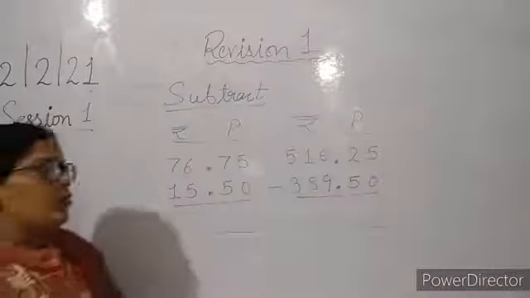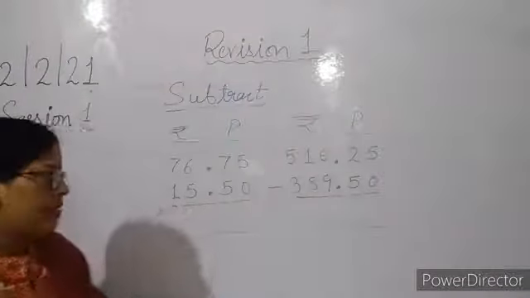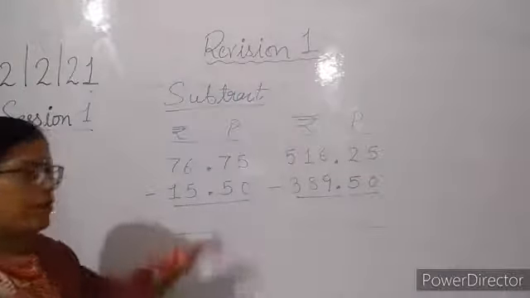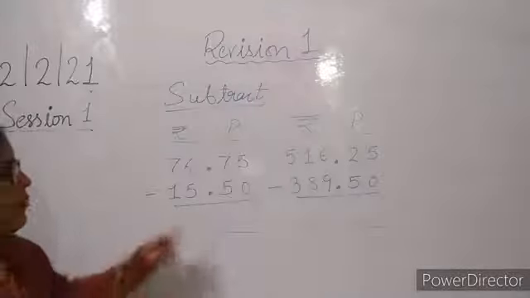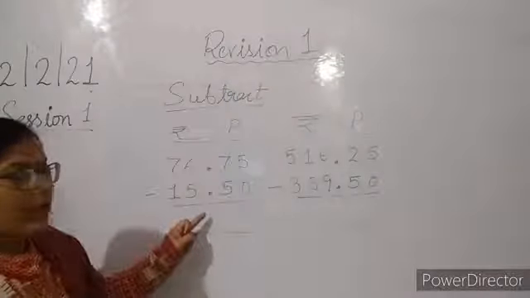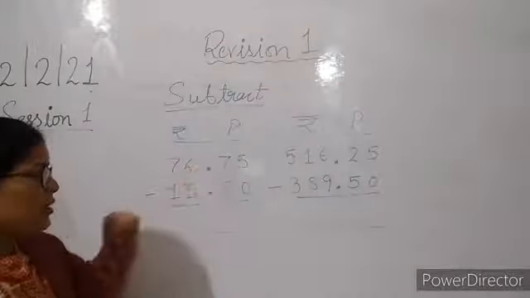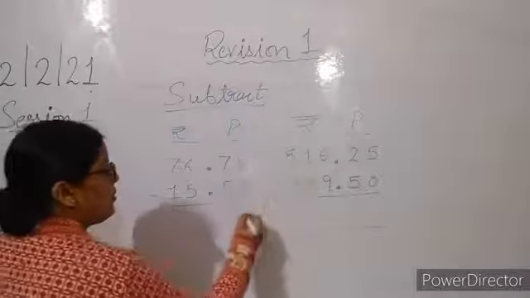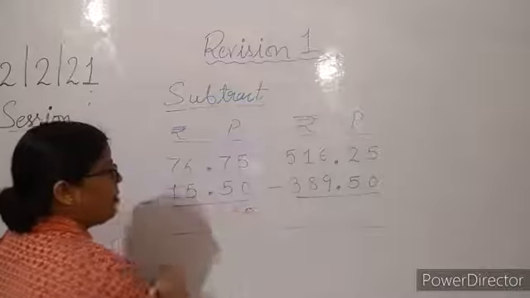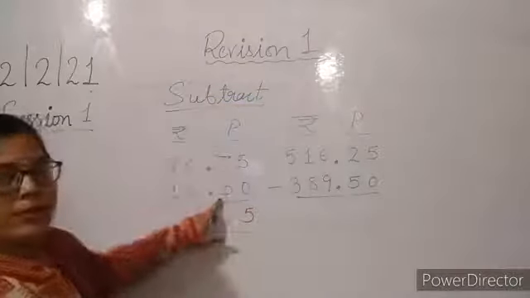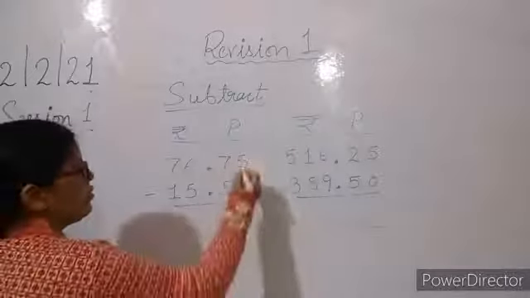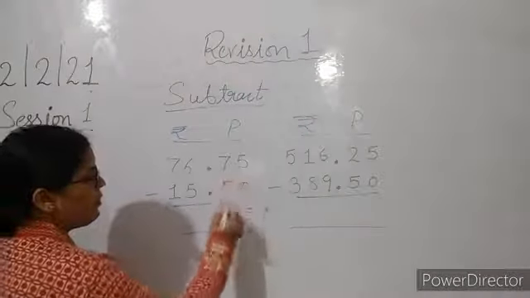So when you subtract rupees and paise, we start from the right side and first we subtract the paise amount. Here the paise amount which we are subtracting is 75 minus 15. So 5 minus 0 is 5. 75 is bigger than 15, so we can subtract without borrowing from the rupees amount. 5 minus 0 is 5, and 7 minus 1 is 6.